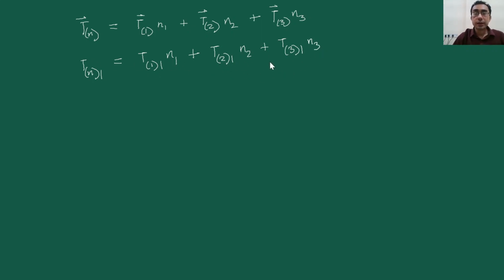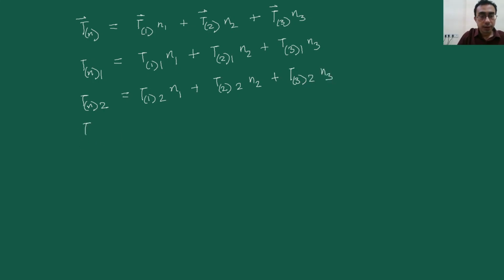Please note that I am no longer writing the vectors. This equation that I have just written is just the first component of this entire vector equation that I have written earlier. Similarly, for the second component, I will have Tn2 is equal to T1 2 n1 plus T2 2 n2 plus T3 2 n3, and finally Tn3, the third component of that first equation, will be T1 3 n1 plus T2 3 n2 plus T3 3 n3.